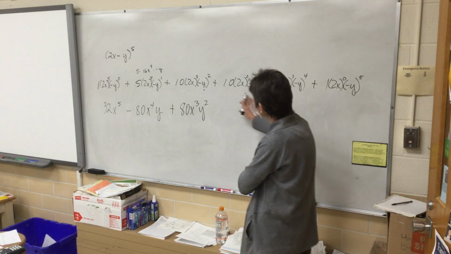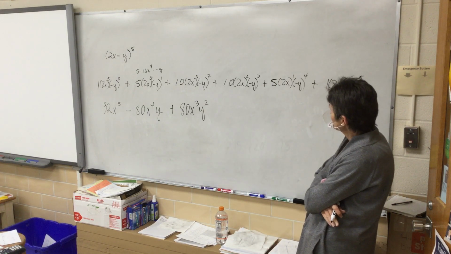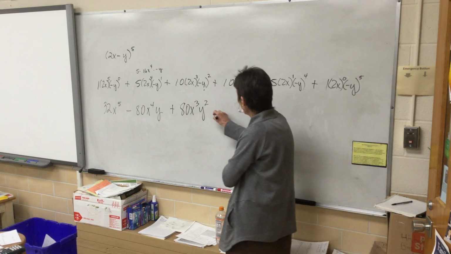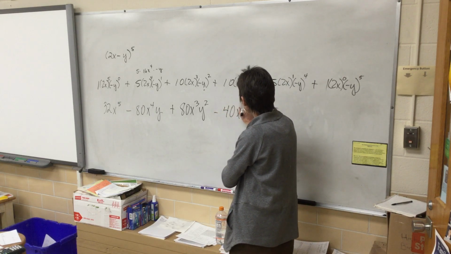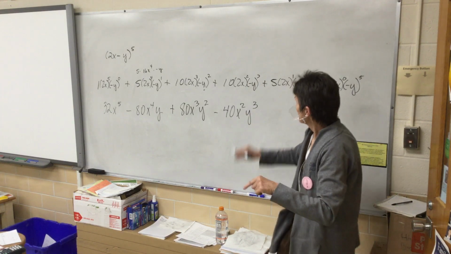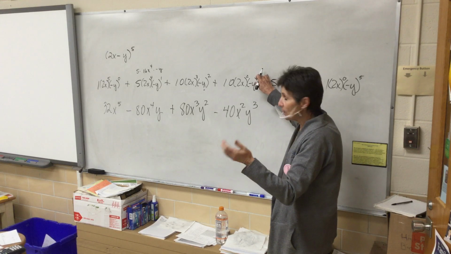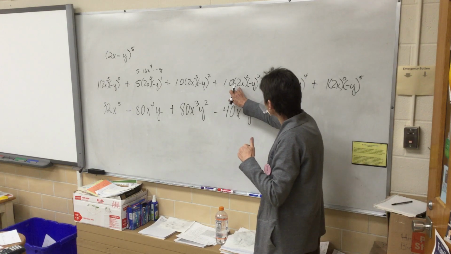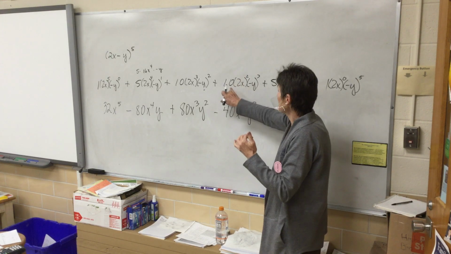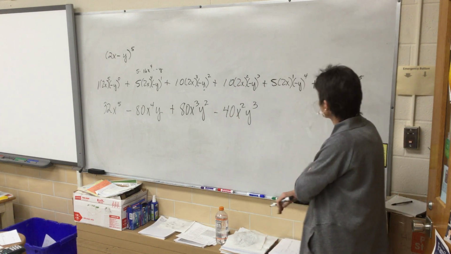All right, how about this one? Shout out an idea when you get the next one here. Negative 40x squared y cubed. Now, why negative? Because it's a negative cubed, and that's negative. Why 40? Because it's 2 squared times 10. What about the next one?